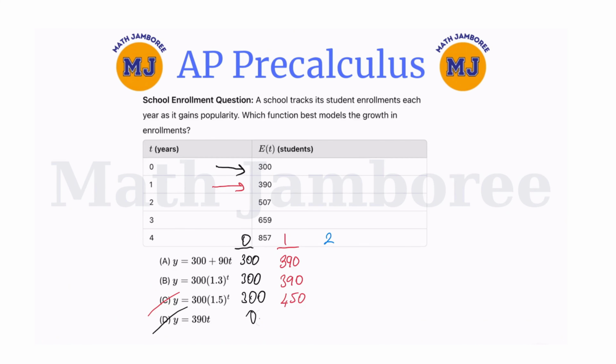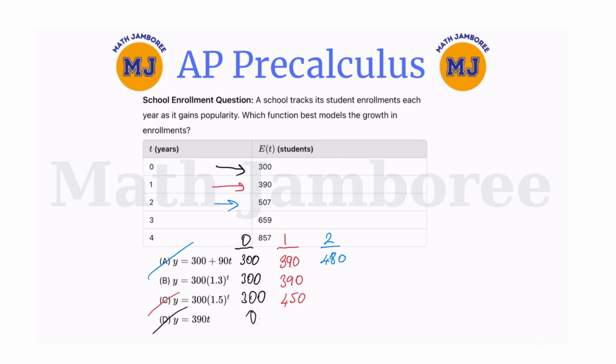Now we're going to substitute 2 for T, and you're looking for 507. When I substitute 2 for T, 90 times 2 is 180. When you add that to 300, you get 480, which is not 507. Therefore, this couldn't be the answer.